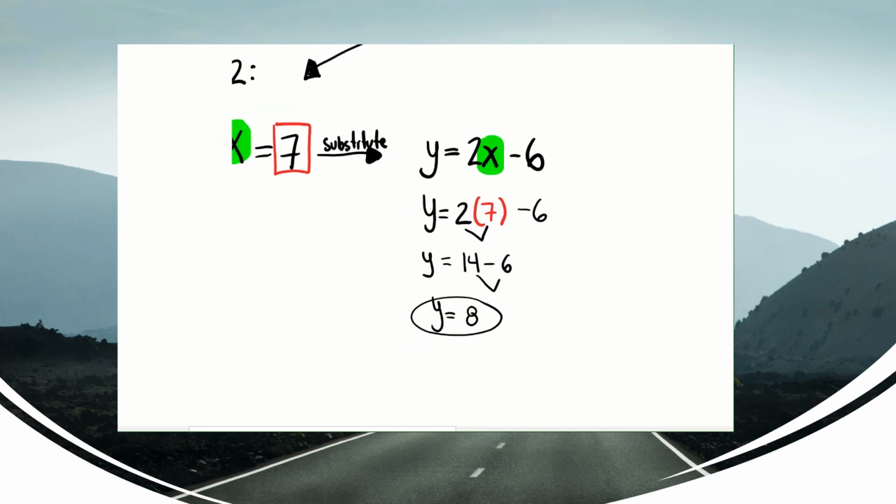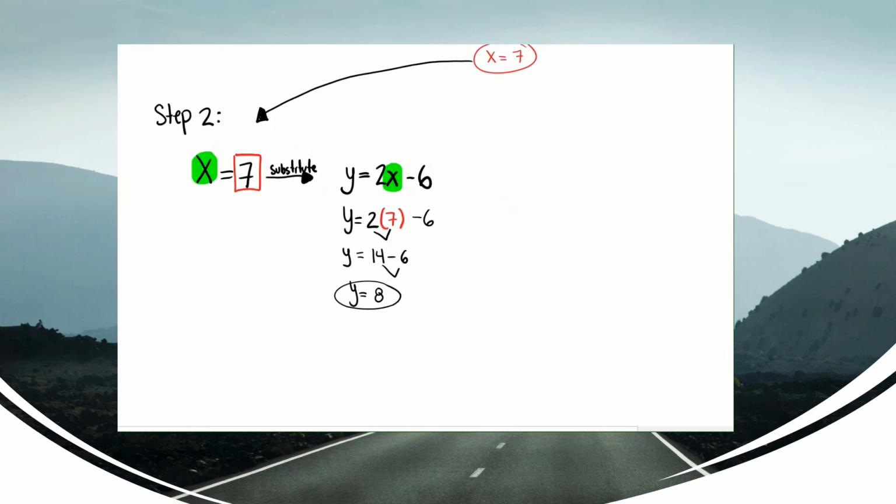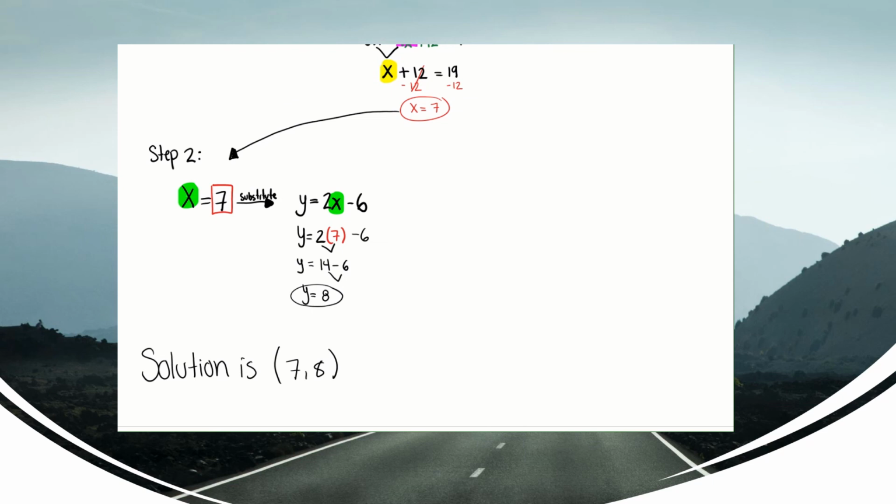So our solution to the system is that ordered pair there. Since the solution to a system of linear equations is where those two lines intersect, we'll give the answer as an ordered pair, which is (7, 8).